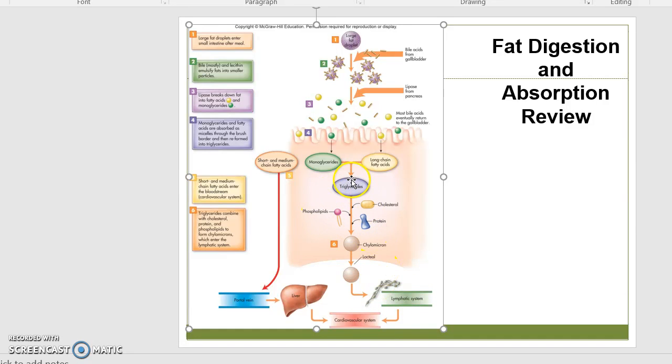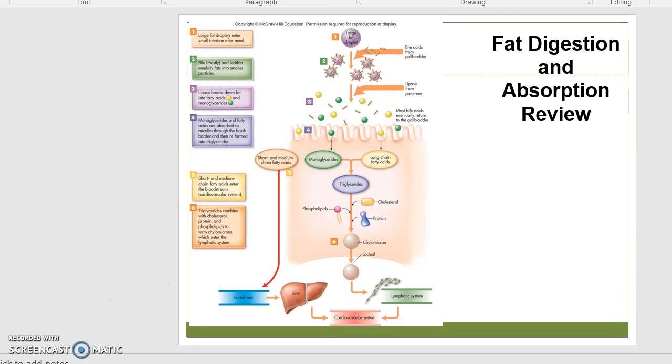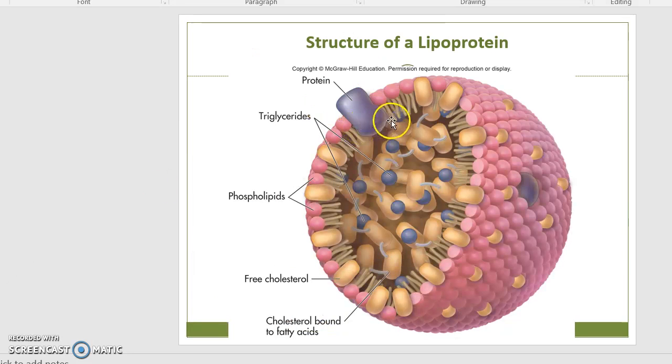So there's a little bit more complication in how it's digested, but you've already learned about the enzymes, so you know about bile, you know about lipase, and now we just have to know the action of where the fats go. Another quick review would just be looking at this picture. This is the lipoprotein, so that little chylomicron I talked about is a lipoprotein, which means it has fat and protein in this globule, and because the phospholipids are on the outside, it makes it soluble in water. It can travel in your blood.